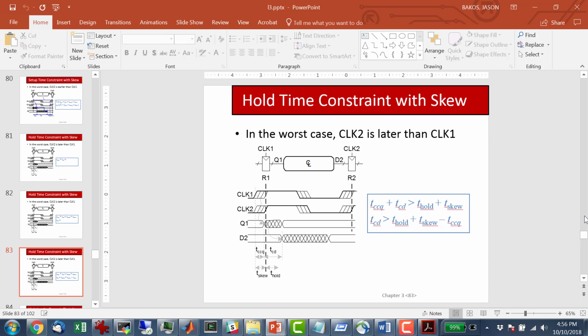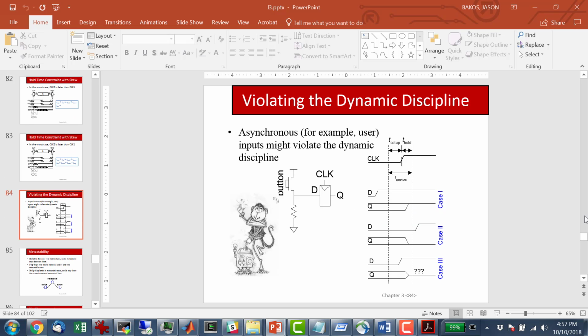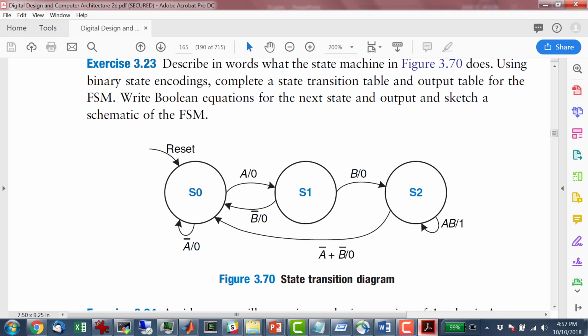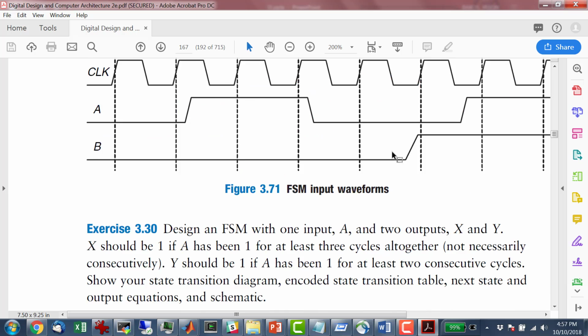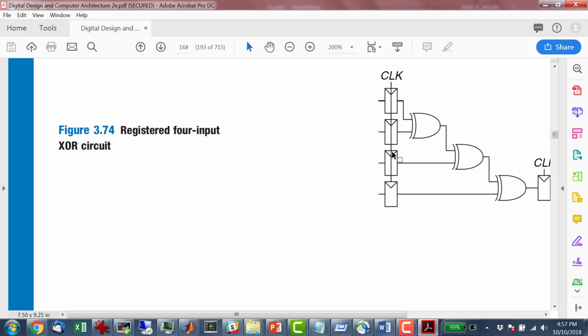So in this case, it's the hold. It's the hold plus the skew. So the contamination delay of the flip-flop plus the logic contamination delay must be greater than the hold time of the flip-flop plus the skew. So I just want to point out that the skew is on this side of the inequality with the hold time, right? Okay, I think I had an example of that too.